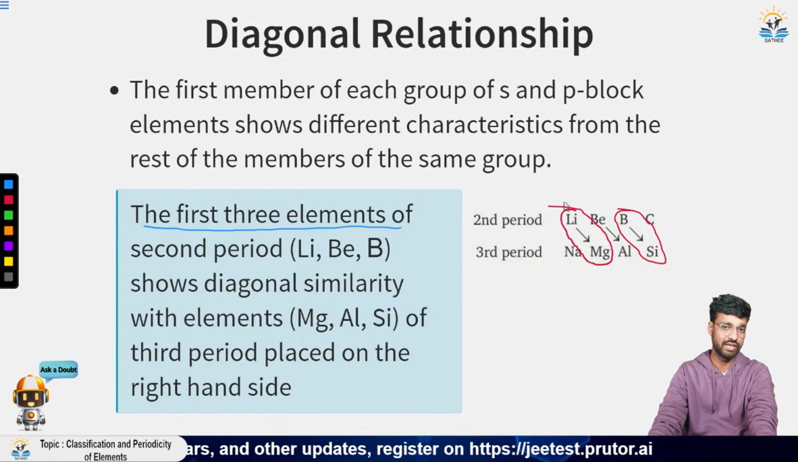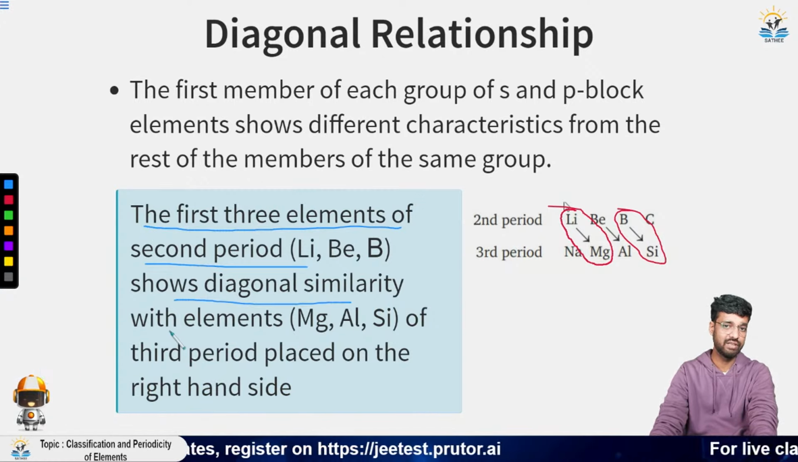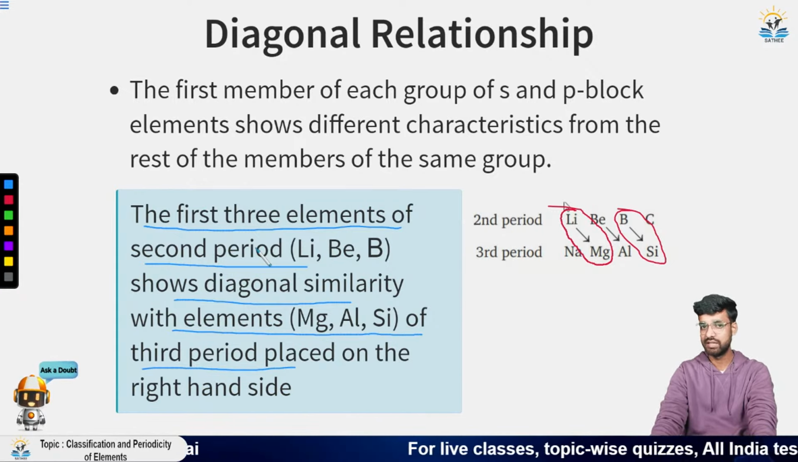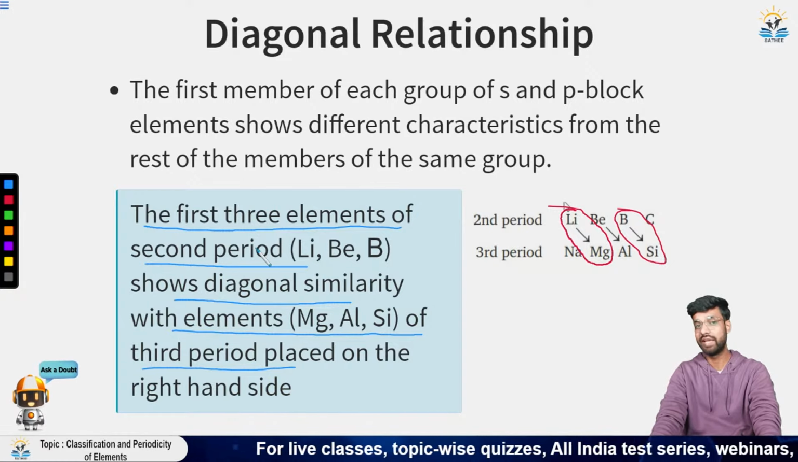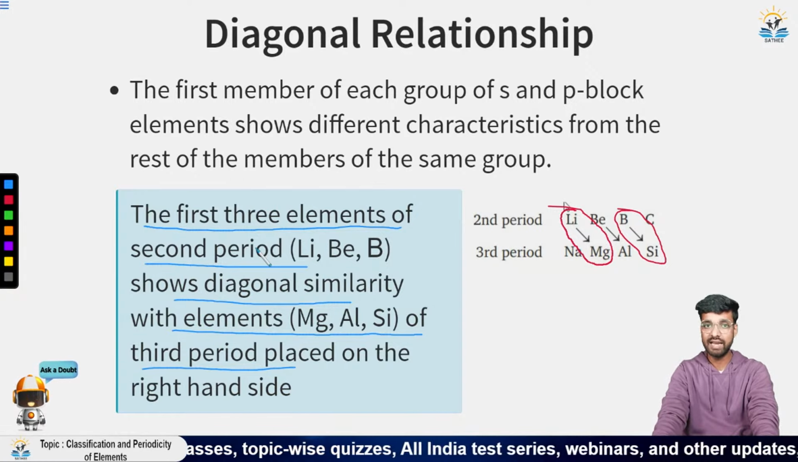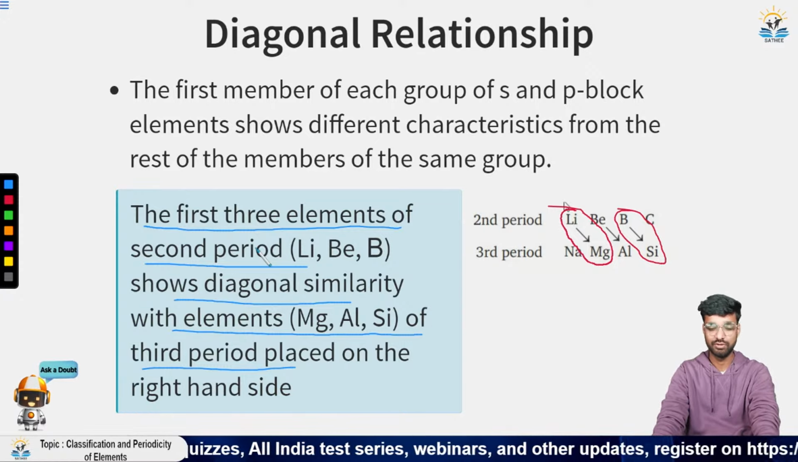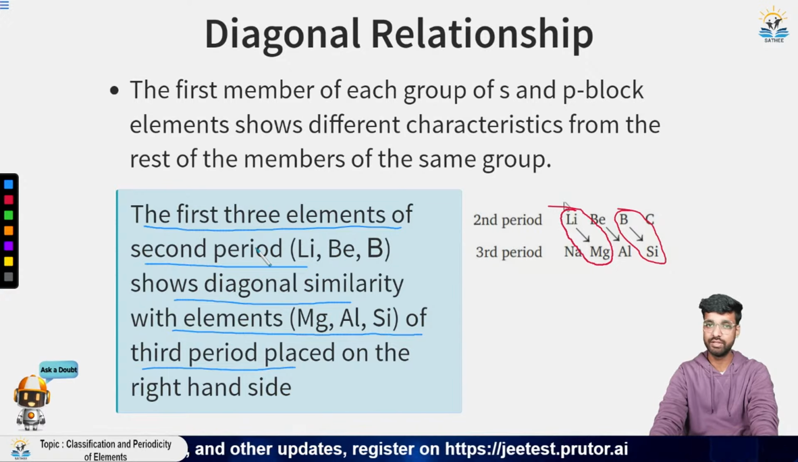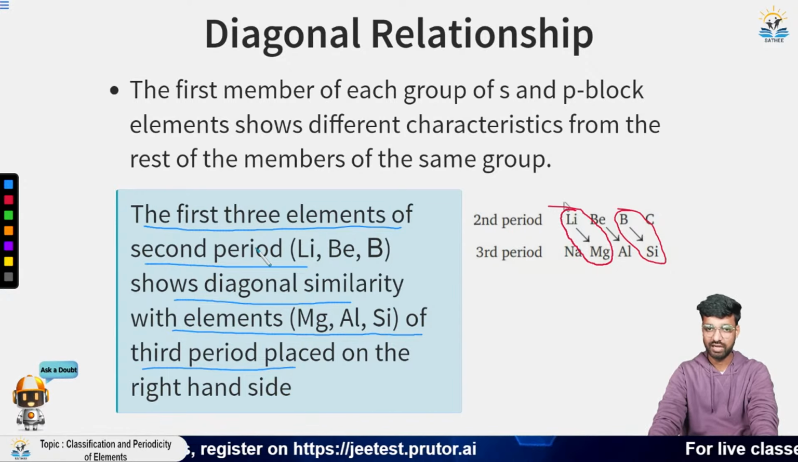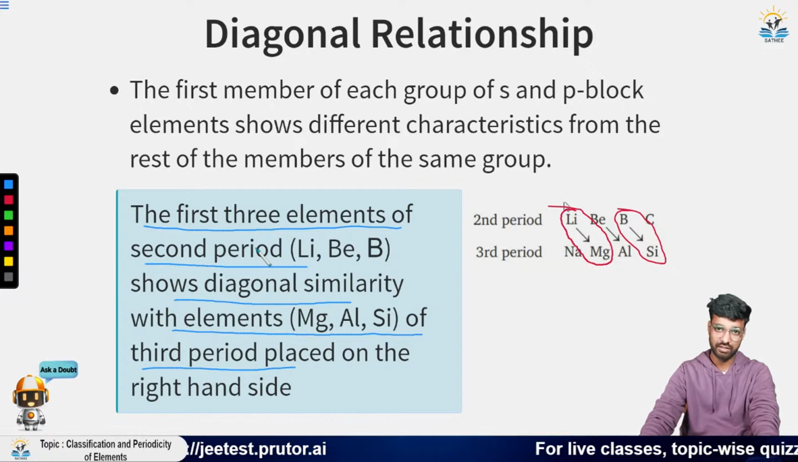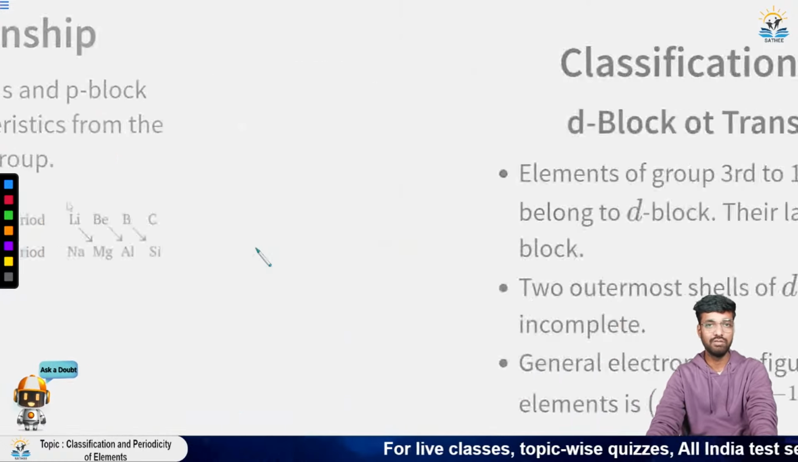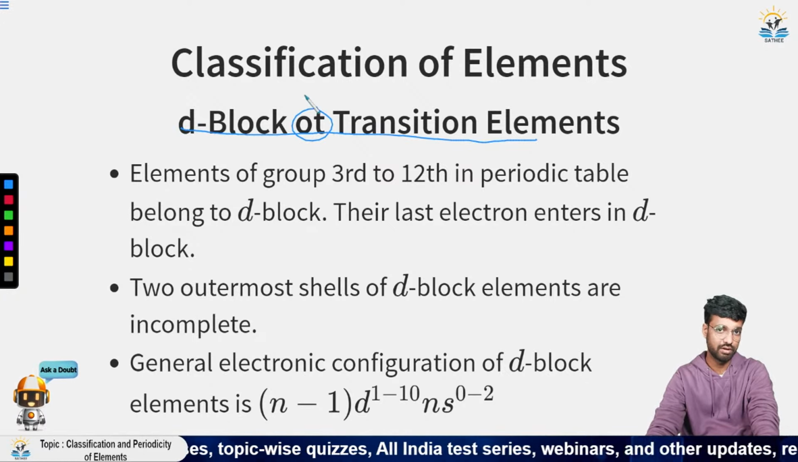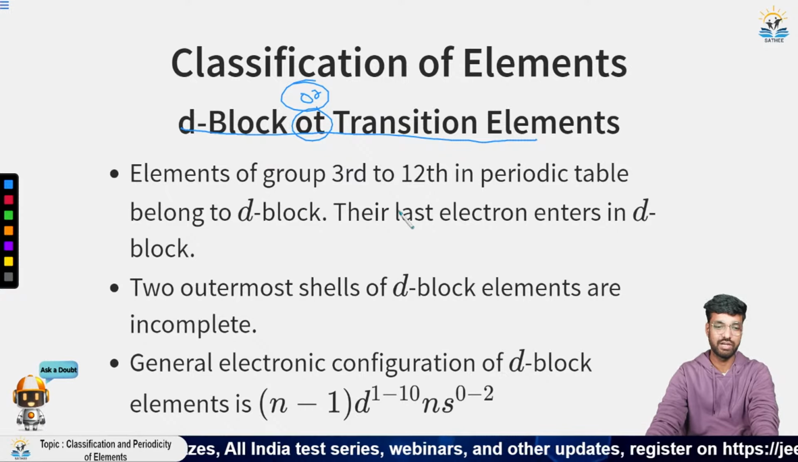The first three elements of the second period show diagonal similarity with the elements magnesium, aluminum, silicon of the third period. If you want to generalize it, it is generally said that the first element of every S and P block group has a diagonal relationship with the element in the next consecutive period below it. Now let us move to the D block, or transition elements. Sorry for this mistake, it is D block or transition metal elements.